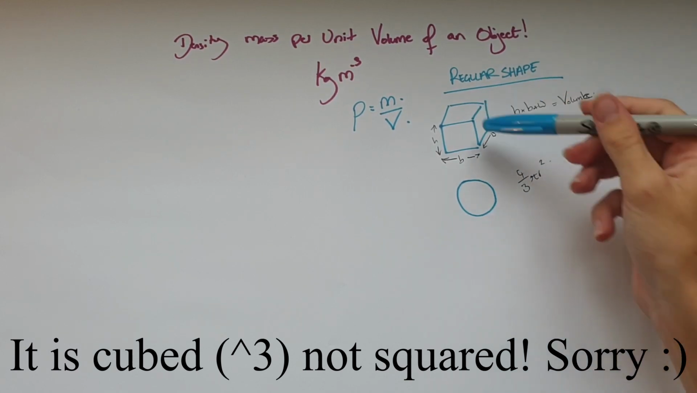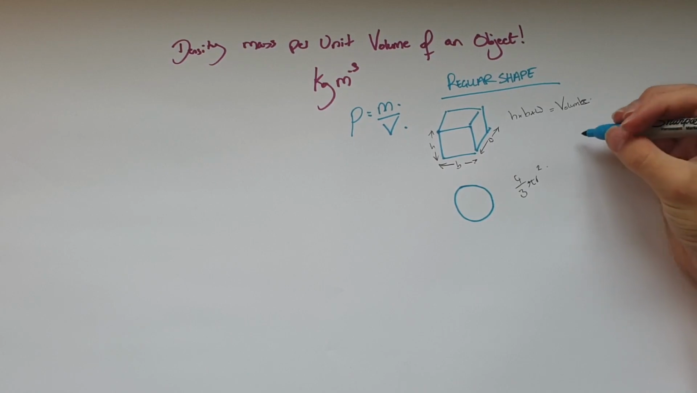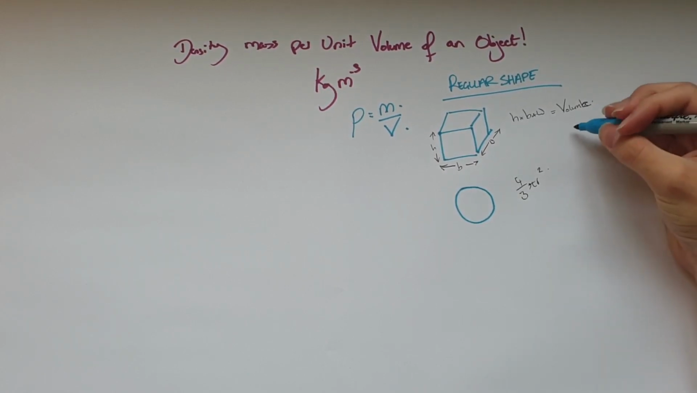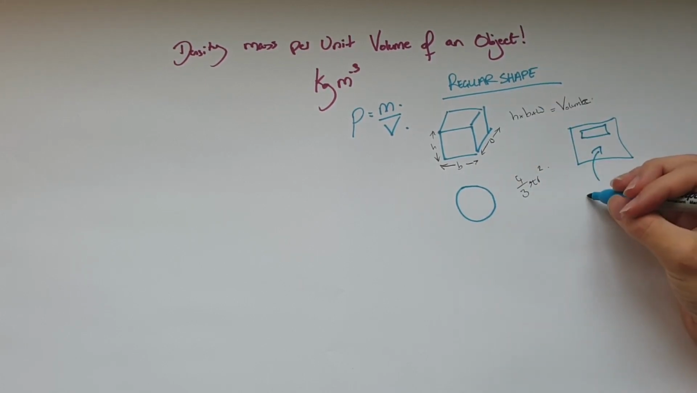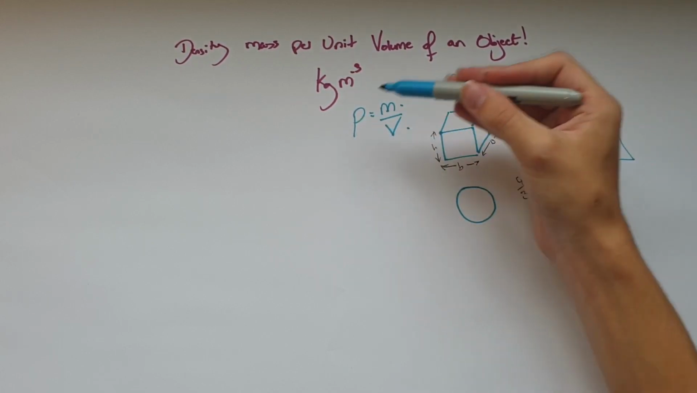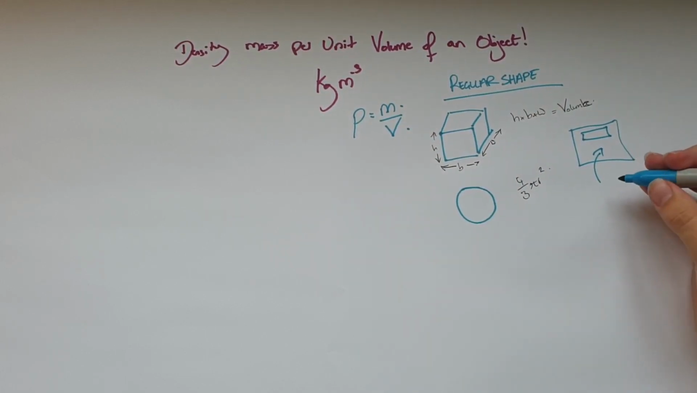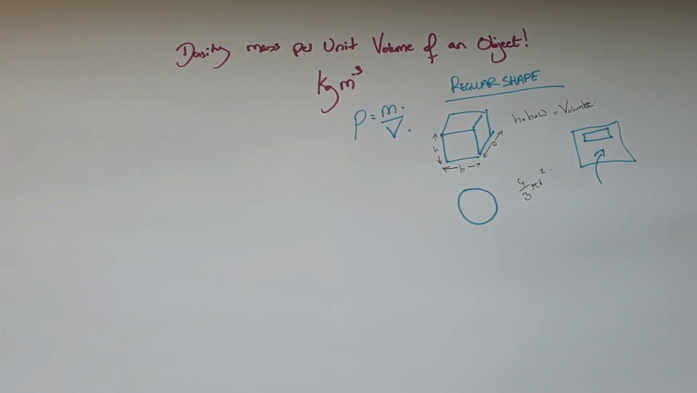But say if we go back to the cube, you have the volume, and then all you need to do is use weighing scales. You just put the object on there and it will tell you the mass of it. And then you can use that equation, rho equals m over V, and that gives you the density of the regular object or shape.